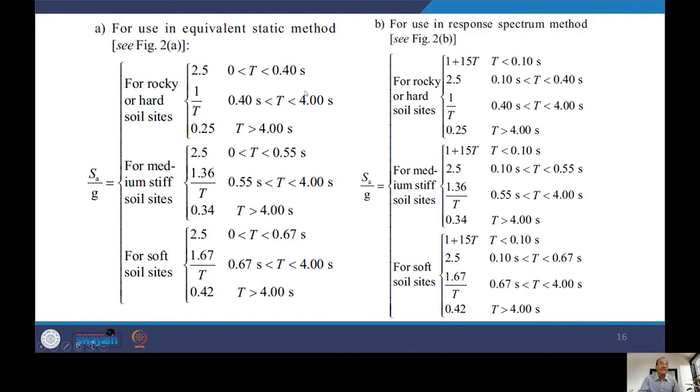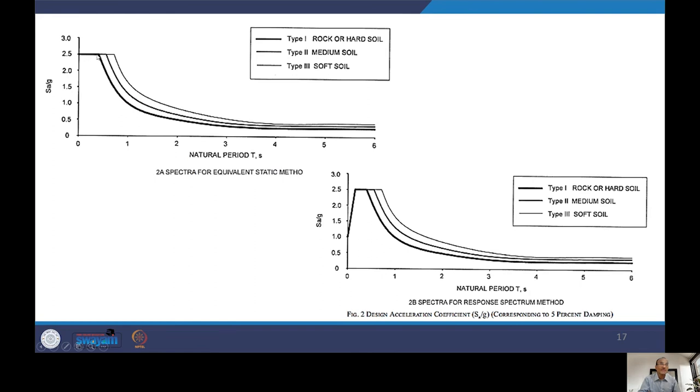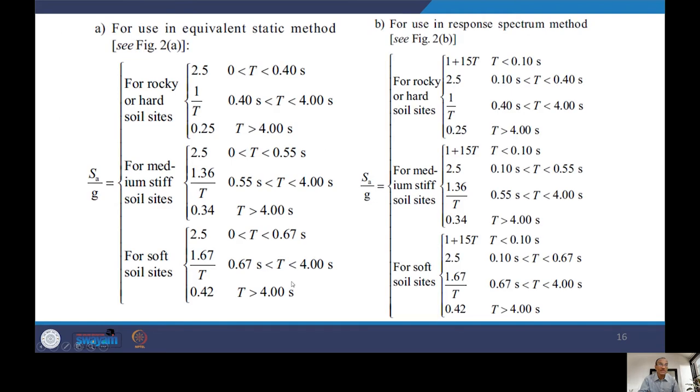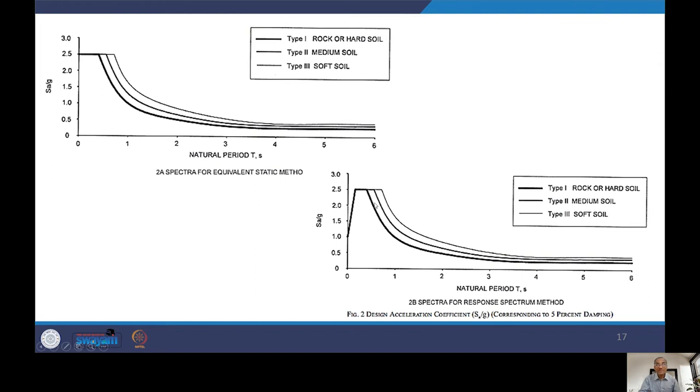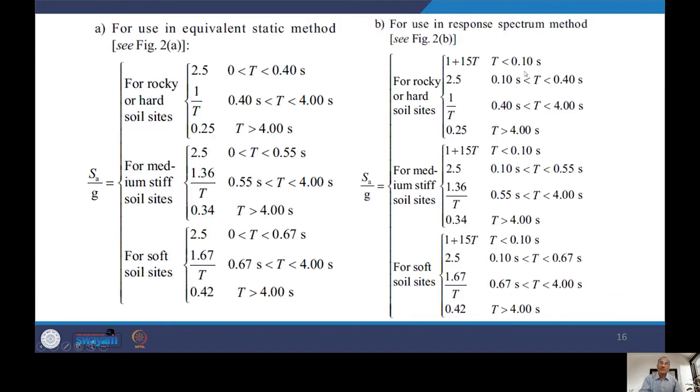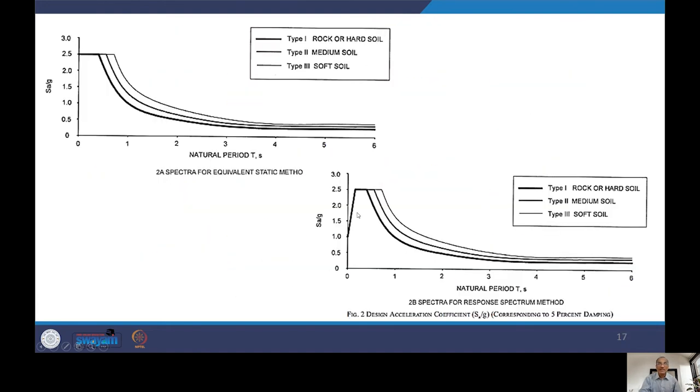So let's see the locations here. The data are given here. The values from where the curves start to reduce are 0.4, 0.55, and 0.67. These are the numbers listed here. For this case, the rest of the part is the same; there is only a difference related to this one and then the multiple. If you see here, this is 0.1 second, irrespective of soil type. This point belongs to 0.1 second. This tip is related to 0.1 second.